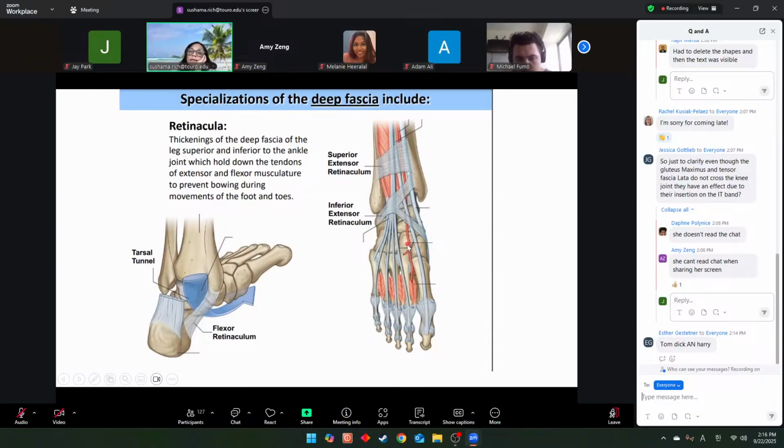So often they'll ask you for surface landmarks of where to feel the dorsalis pedis artery. You will feel it lateral to extensor hallucis longus, between EHL and extensor digitorum longus. So that's where you feel the dorsalis pedis pulse.